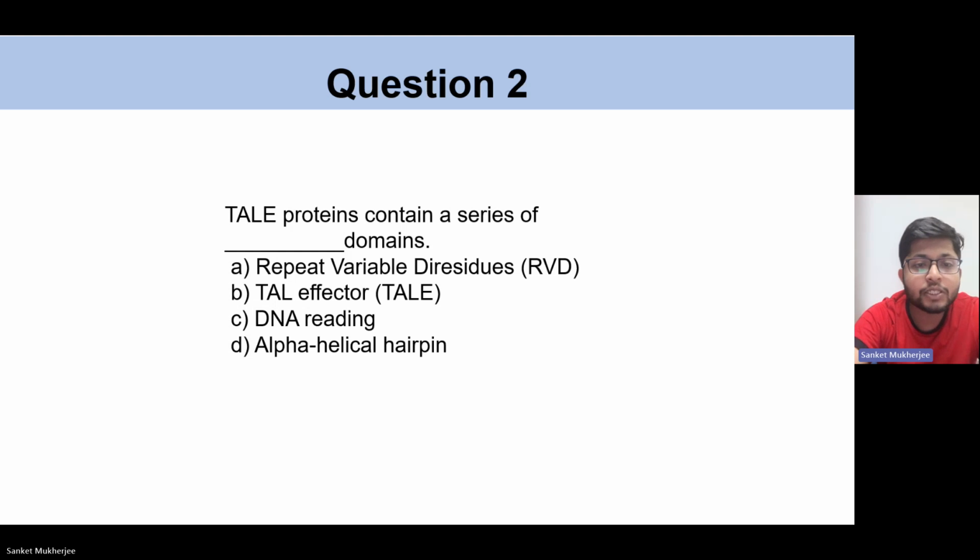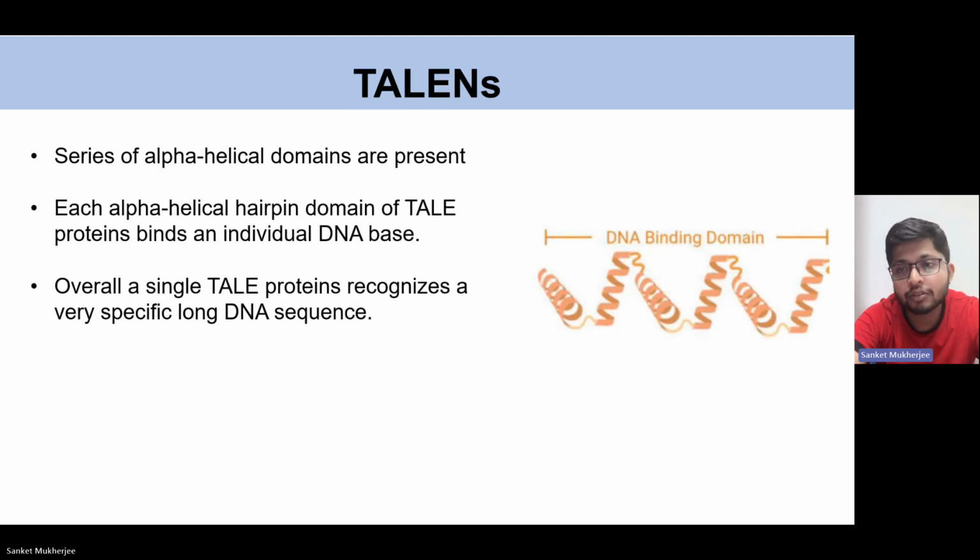So coming to the next question about the answer. TALENs consist of a series of alpha helical domains. As you can see in the figure on the right, each alpha helical hairpin domain of the TAL protein binds to an individual DNA base. And overall, a single TAL protein recognizes a very specific long DNA sequence if we can engineer them like that.